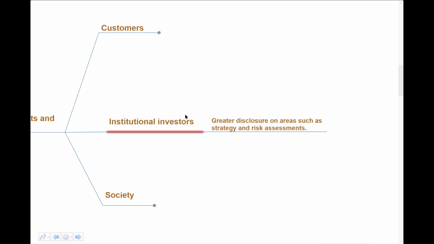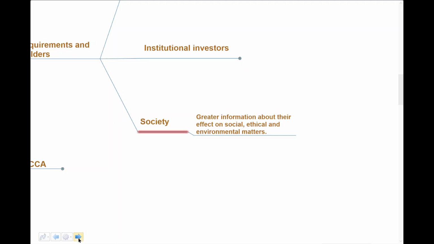Outside of that, what do they want? Well, broadly speaking, I guess more information in this area, strategy and indeed risk assessments. In terms of society, as mentioned up top, the impact of organizations and businesses on society is critical. People are more and more informed and more savvy now. So in terms of society and reporting, I guess more of this, more on social, more on ethical, more on environmental matters. And those are just some examples.